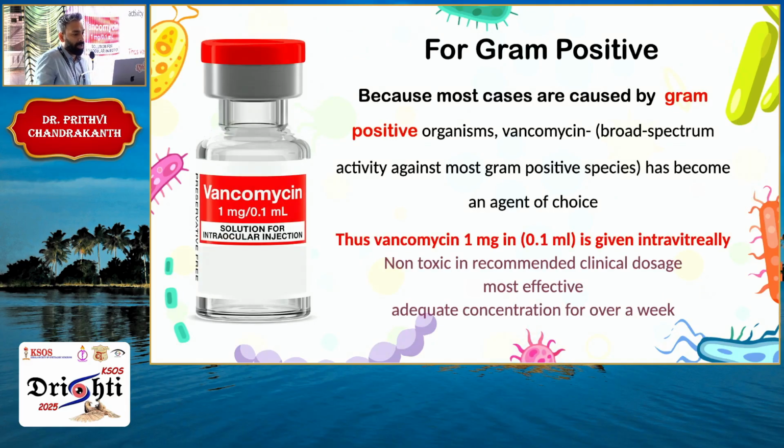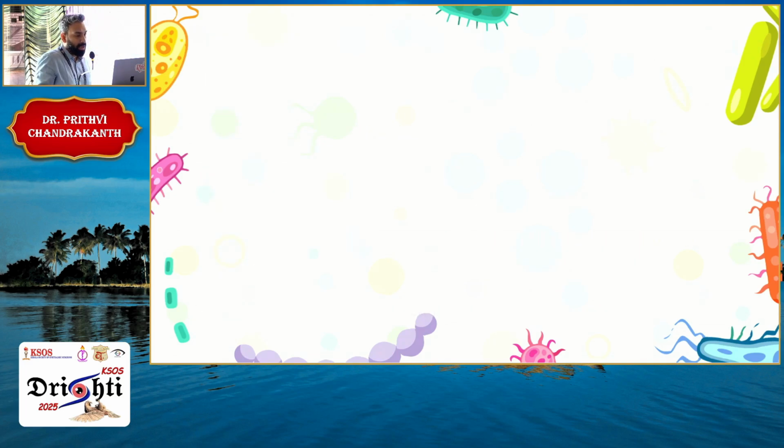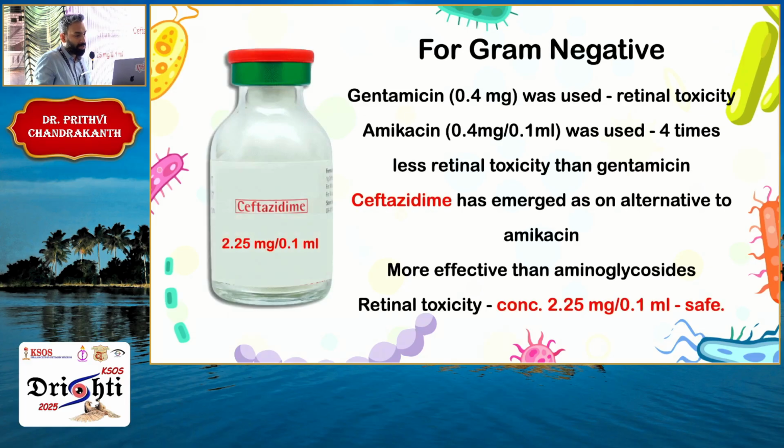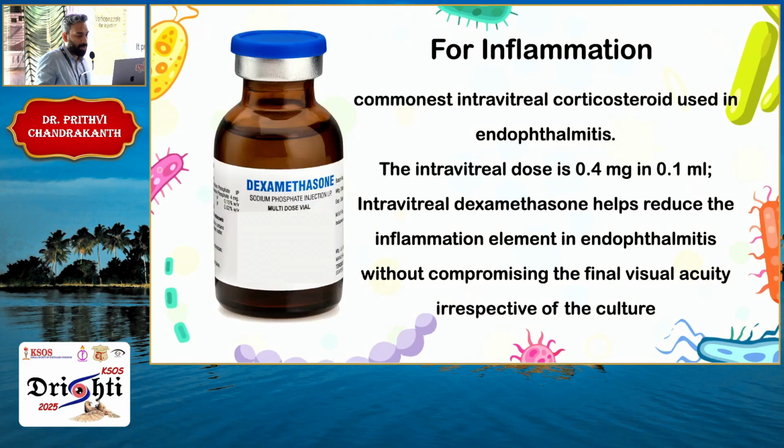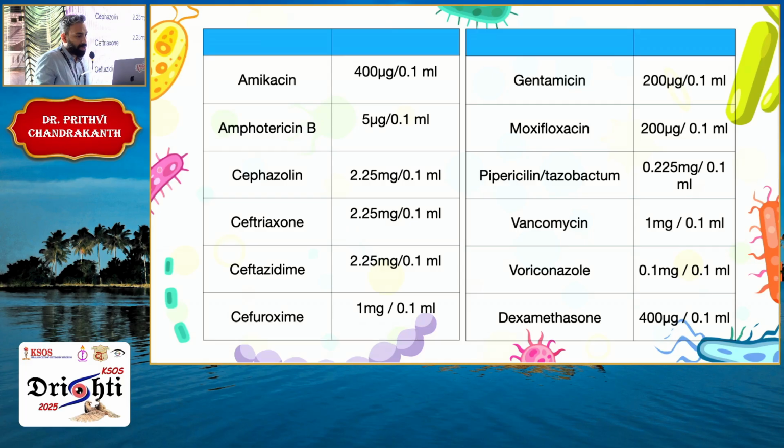For gram positive, because most of the cases were gram positive, vancomycin was given. Thus, vancomycin 1 milligram is given intravitreally. For gram negative, gentamicin was used, but because of retinal toxicity, it was changed to ceftazidime. So this is the concentration over here. This is for covering gram negative. And for fungal, we give voriconazole. Again, it will be 0.1 milligram per 0.1 ml. And for inflammation, we can give dexamethasone injections also. These are the dosages of each intravitreal medicine that we give.